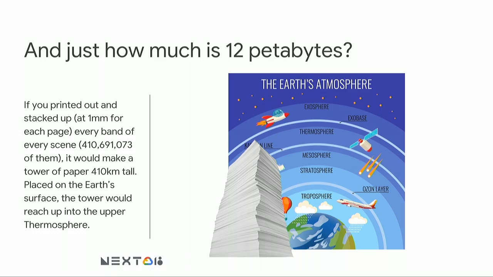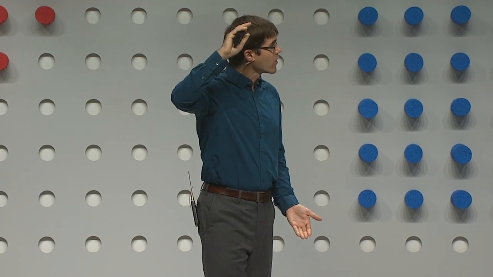a bit of an image in your head of what that looks like, let's take one satellite, the Sentinel satellite, and take all of the pictures that it's taken and print each individual band out on a 1 millimeter thick sheet of paper, stack that up, and that would form a column that's 410 kilometers tall, so from the surface of the Earth up into the thermosphere. So it's a lot of data.